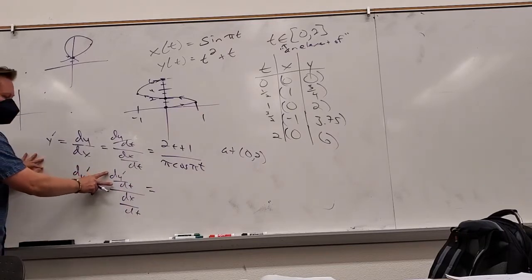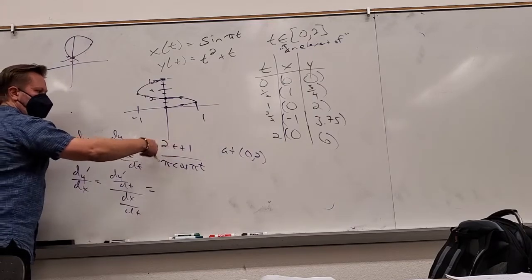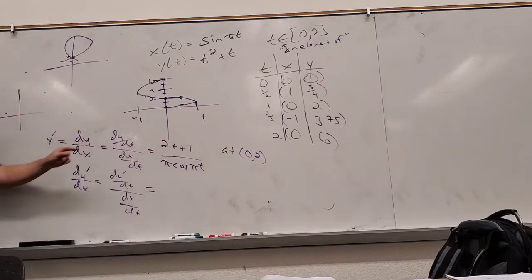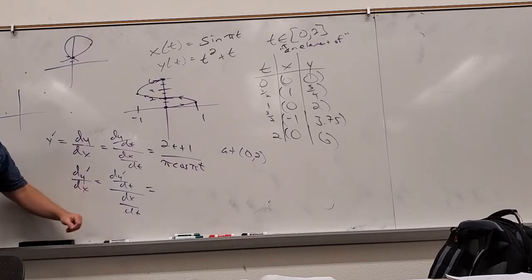So now I just take this guy's derivative, and what would I have to use to do it? Quotient rule. Well, sure, no, I don't want to do that. Do you guys want to do that? Is that enough of an answer? I thought it was the derivative of dy over dt, over dx dt. It's this, yes.